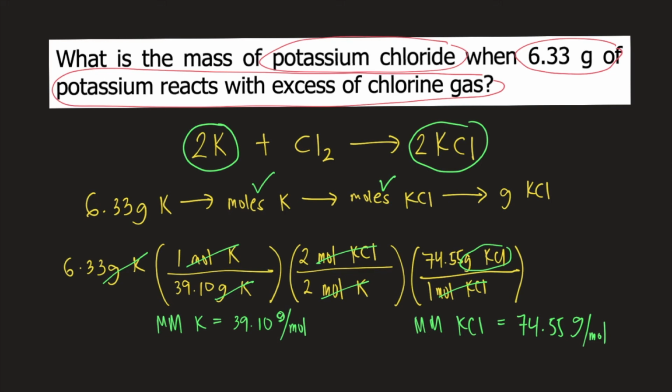And the final step is to plug all these numbers into your calculator and solve for the grams of KCl, which is equal to approximately 12.1 grams of KCl. This is the answer to the question.